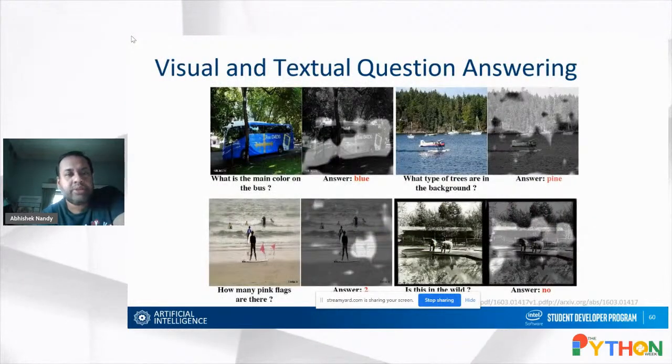Now, visual and textual question answering. We are covering the deep learning world. Now, what are the use cases of it? If we are applying a particular principle or say segmentation, we can directly see from the images, like if the particular image is of a bus, we use segmentation and we get the answer as blue.